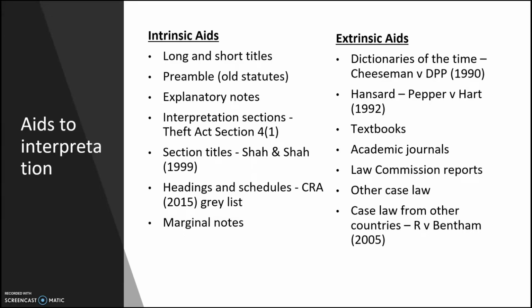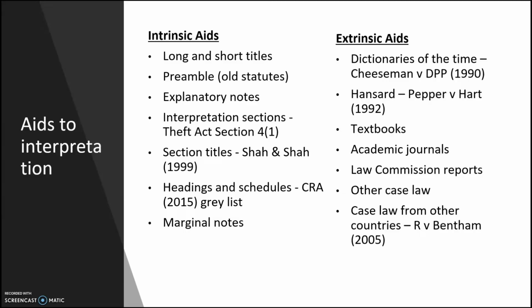In terms of extrinsic aids, the dictionary of the time is certainly going to be very useful. A classic example of that is the case of Cheeseman v DPP, where they looked at the definition of the word passengers when the law was written. And it usually has to be of the time to indicate what the law was when it was written.